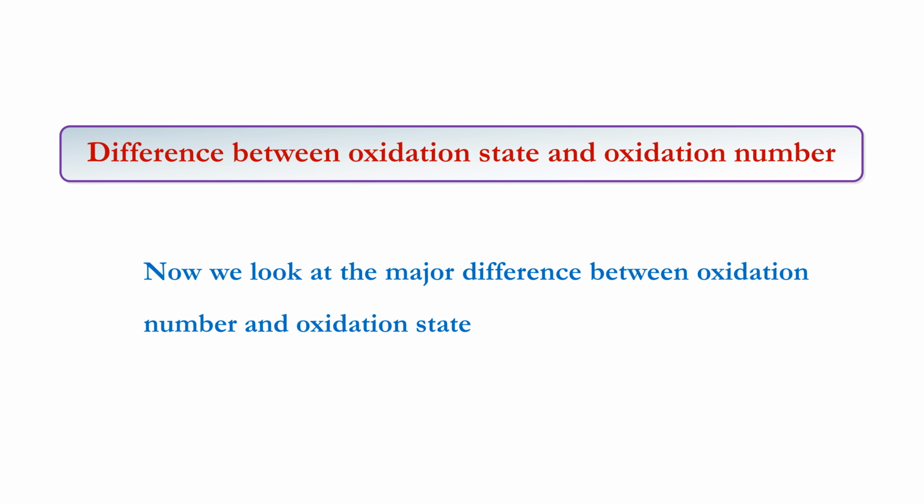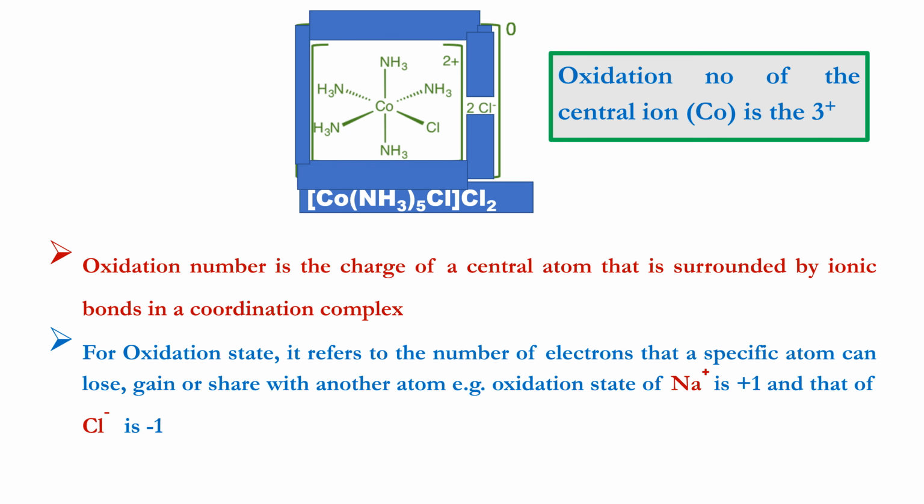So let's look at the major difference between oxidation number and oxidation state. Okay, the major difference between oxidation number and oxidation state is that oxidation number is the charge of a central atom in a coordination complex. So this is the central atom and this is an example of a coordination complex. So the oxidation number for this central atom, cobalt, is 3+. So the reason why the oxidation number is 3+ is because we have 1 chlorine here, 2 chlorine atoms here. So 3 chlorine atoms.